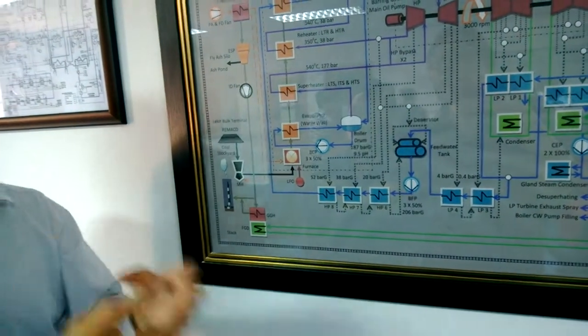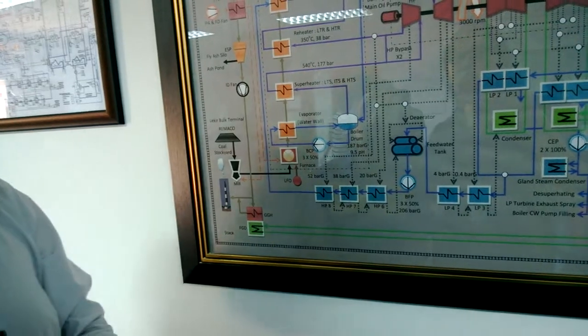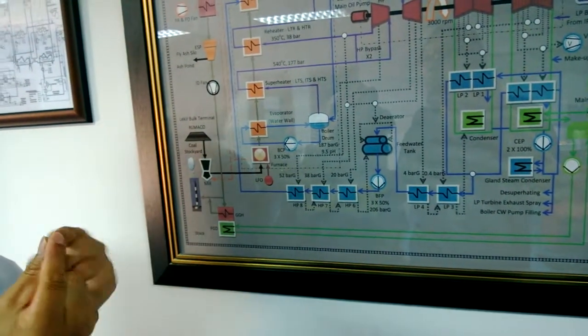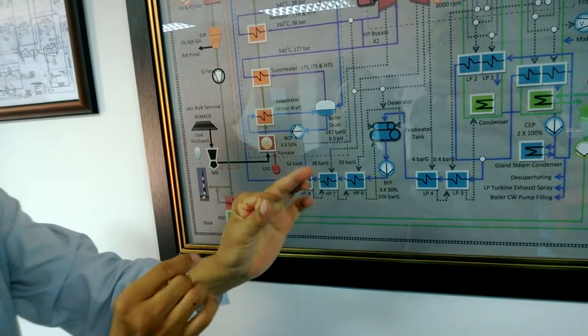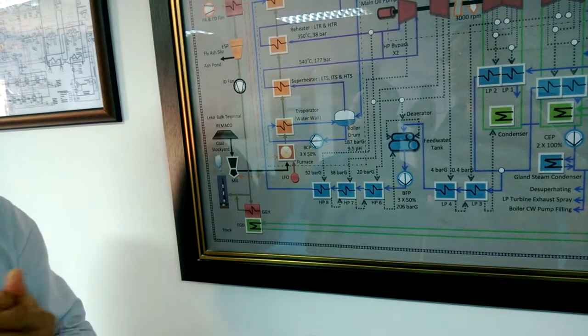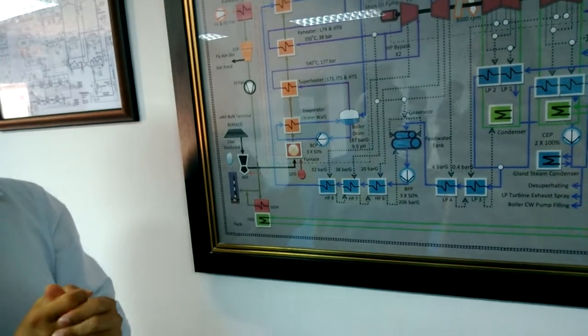Superheating, to make it dry steam. Yes. Wet steam is bad for the turbine. Wet steam has tiny droplets of water. When the turbine blade is turning at 3000 RPM, when it hits the water droplet, you get corrosion of the turbine blade.